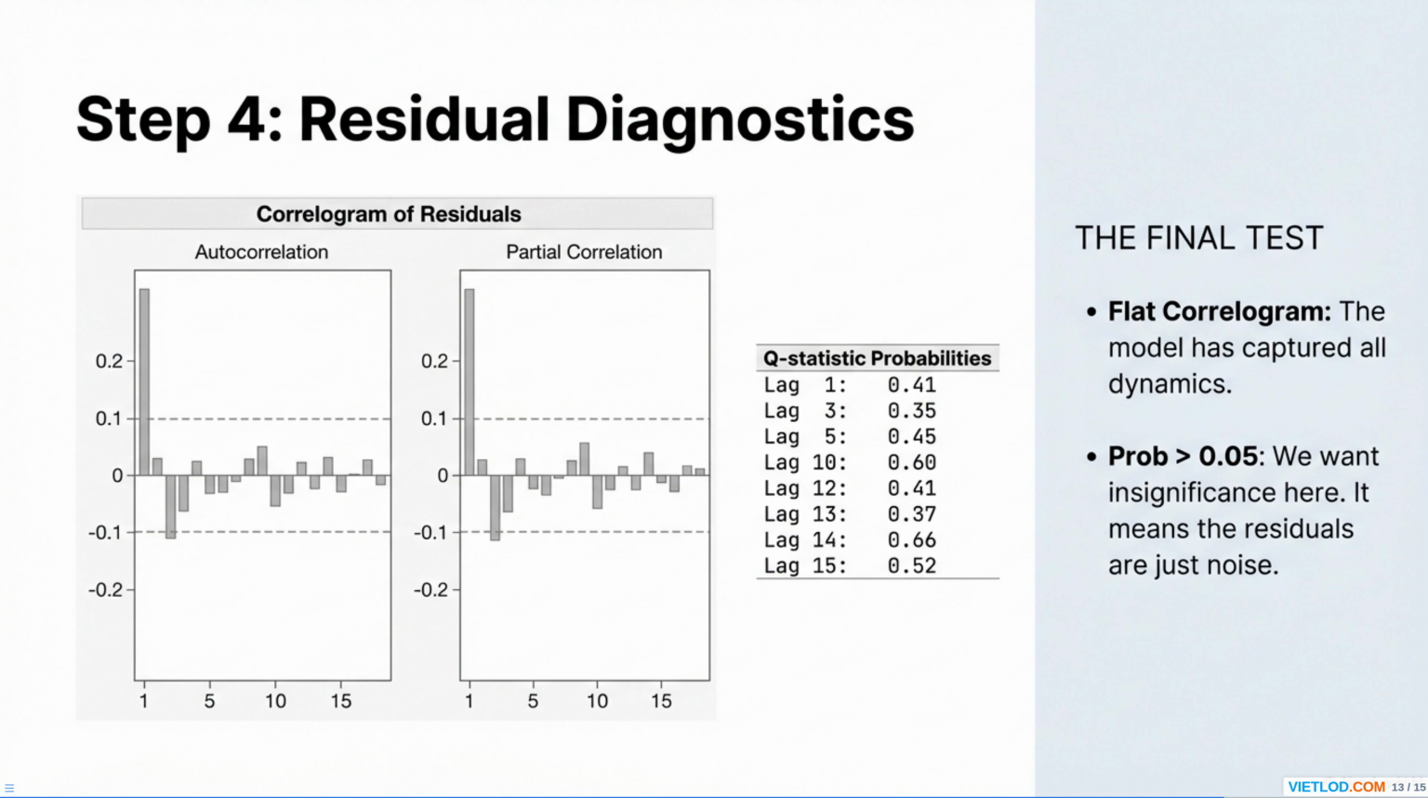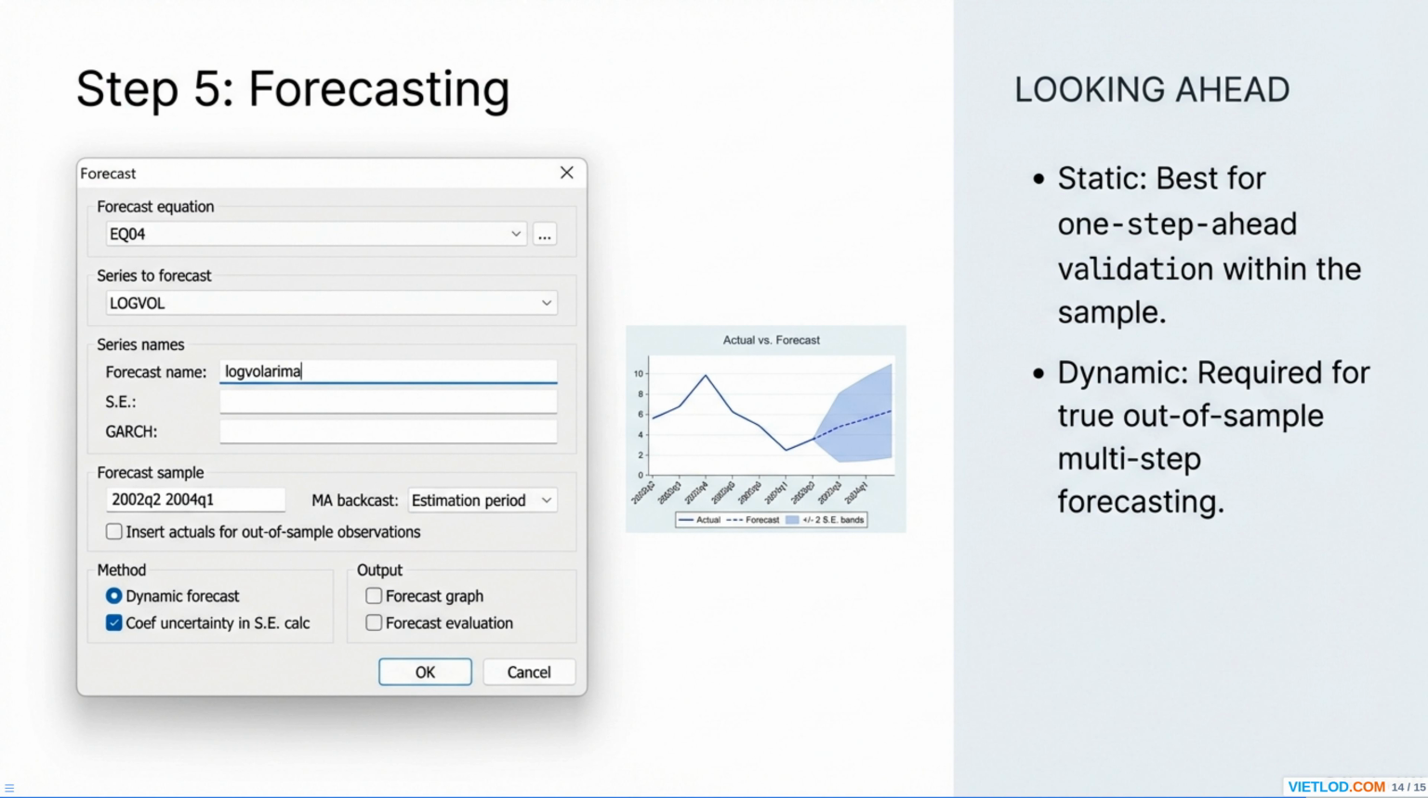As you can see from the table, all Q-statistic probabilities for various lags are comfortably above this threshold. This confirms that we cannot reject the null hypothesis, allowing us to confidently conclude that our residuals are indeed white noise. Our model has successfully captured all the underlying dynamics of the data, leaving only unpredictable noise. Now that we have a well-specified, stable, and validated model, we can move on to the final step, forecasting.